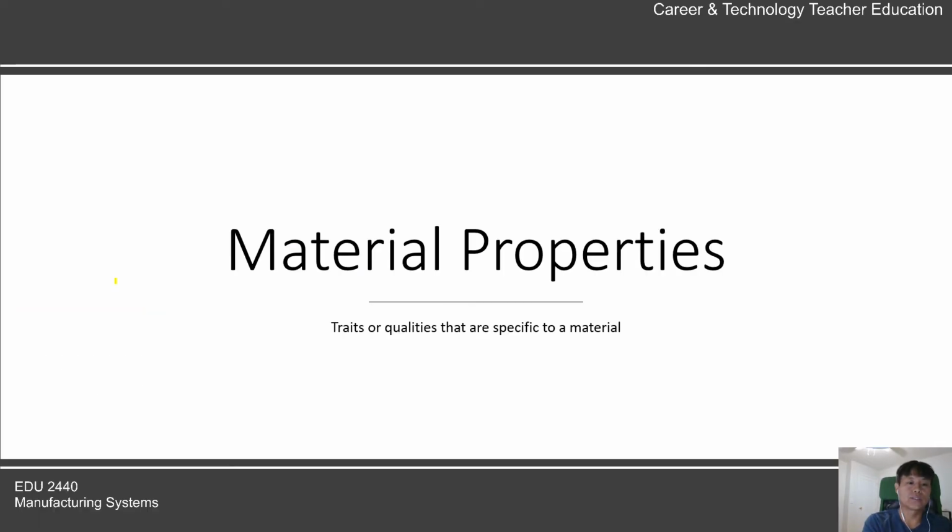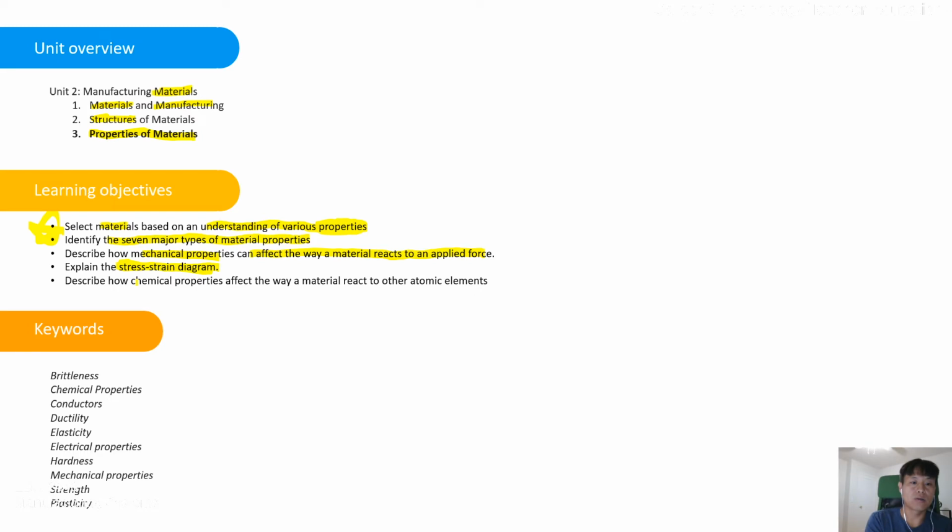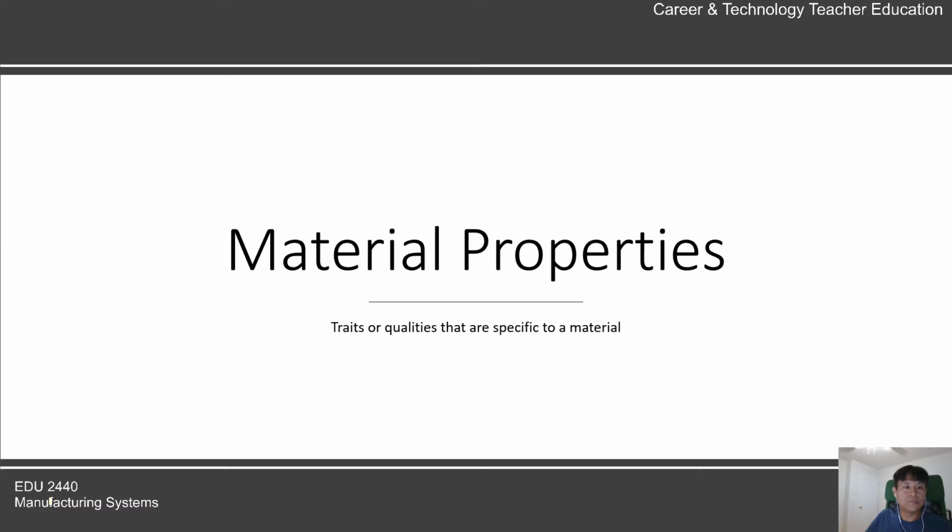And the last one is to describe how chemical properties affect the way material reacts to other atomic elements. The chemical elements of the material will be related to corrosion. So I'm going to explain why metals are corroded, or why aluminum or other metals are not corroded. So these are the keywords we are looking at in the lecture.